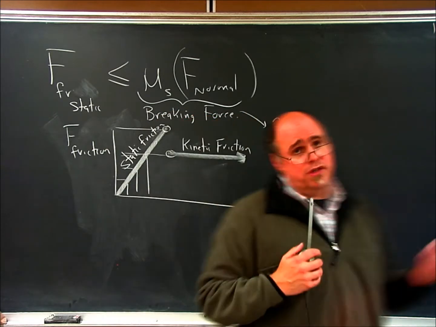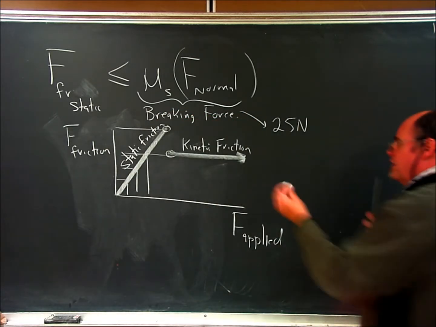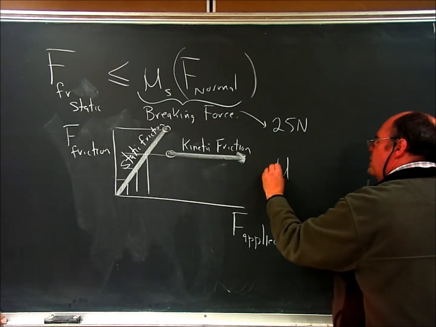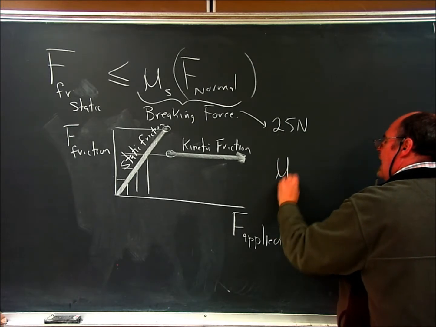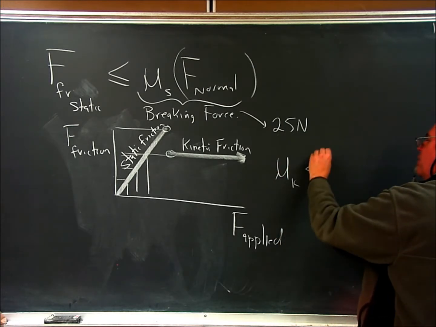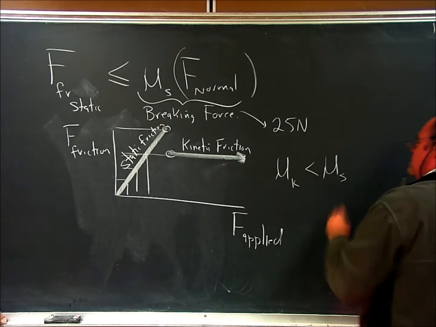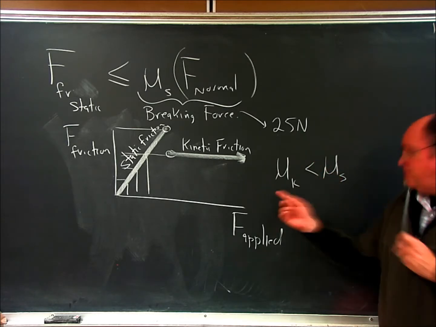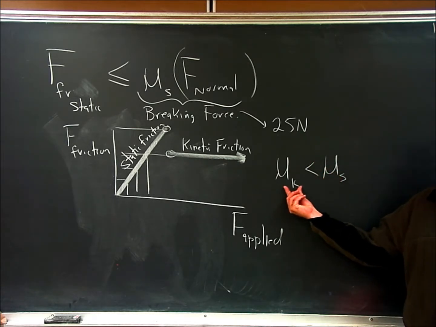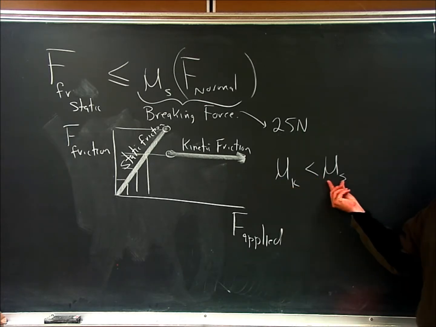Okay. And the reason is it's just a factual thing. You could look it up in any table. Mu sub k is always going to be a smaller number than mu sub s. So the coefficient of kinetic friction is typically smaller than the coefficient of static friction.